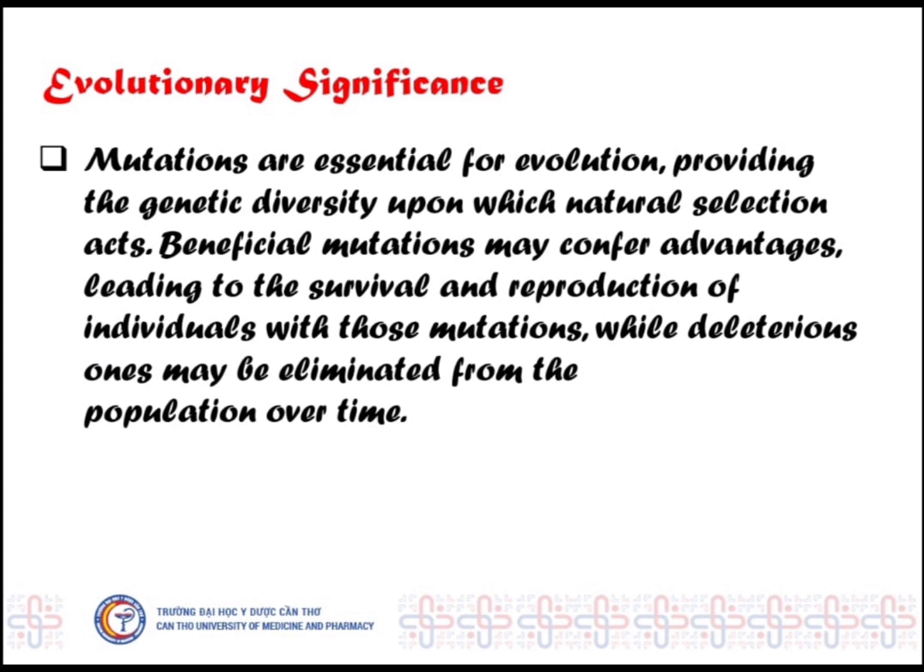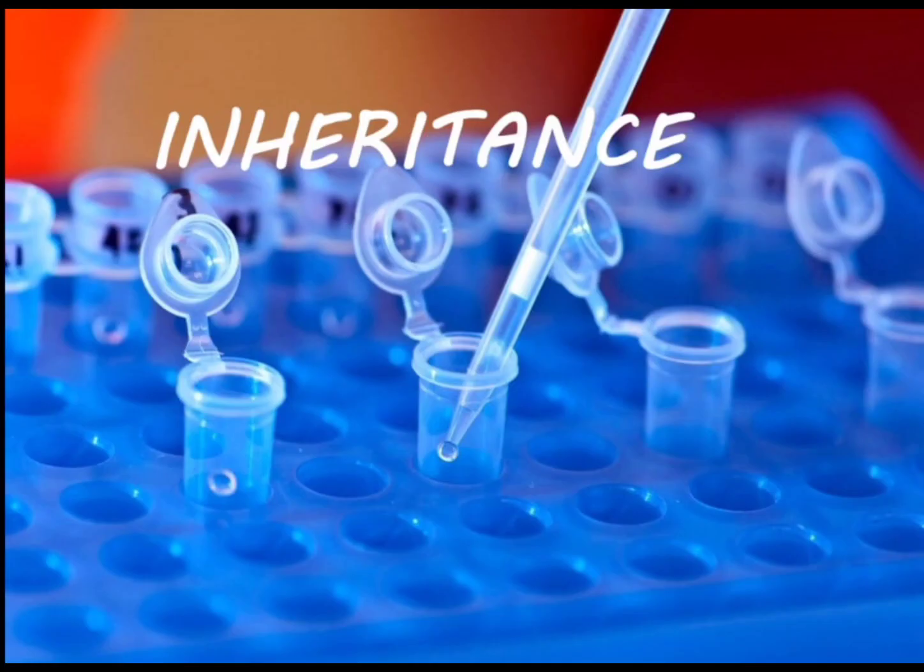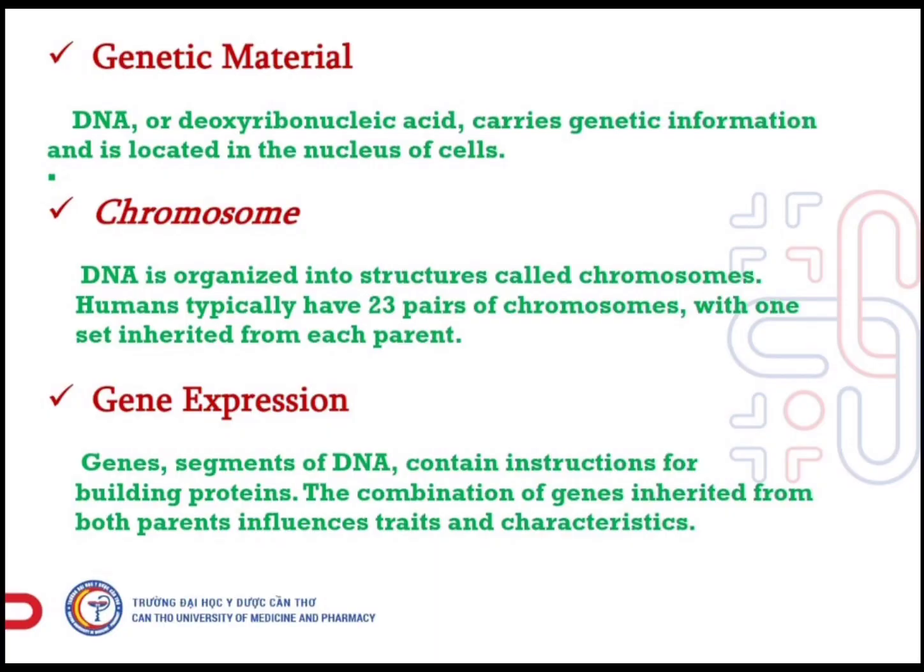Beneficial mutations may confer advantages, leading to the survival and reproduction of individuals with those mutations, while deleterious ones may be eliminated from the population. Inheritance. Genetic material: DNA, or deoxyribonucleic acid, carries the genetic information and is located in the nucleus of the cell. Chromosome: DNA is organized into structures called chromosomes. Humans typically have 23 pairs of chromosomes, with one set inherited from each parent.